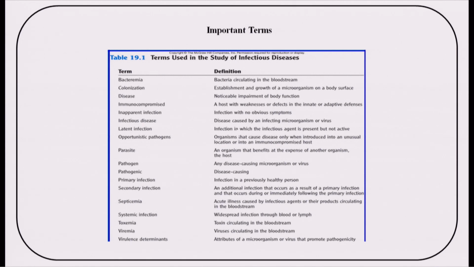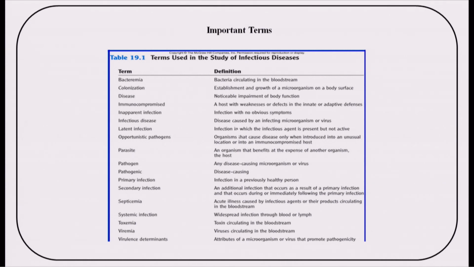Apart from that, any disease causing microorganisms or viruses are called pathogens. They are not the normal microflora of the body. They are the pathogens which can cause infections and produce disease in the body. Primary infection is an infection the first time in a previously healthy person. It is termed a primary infection.